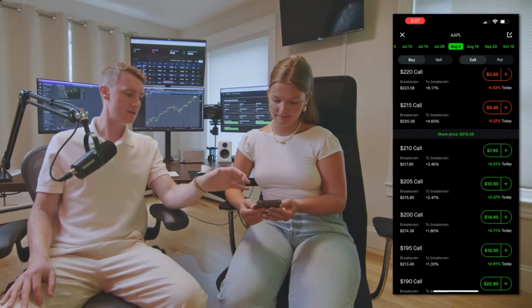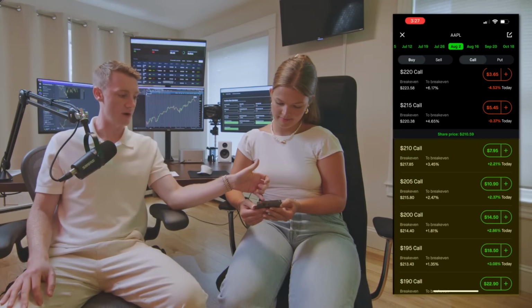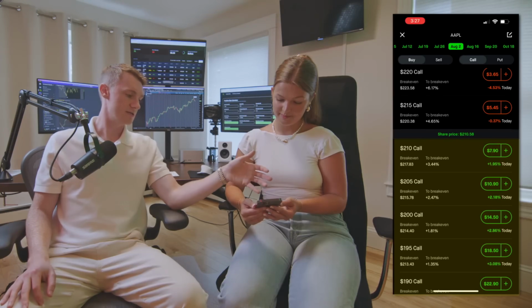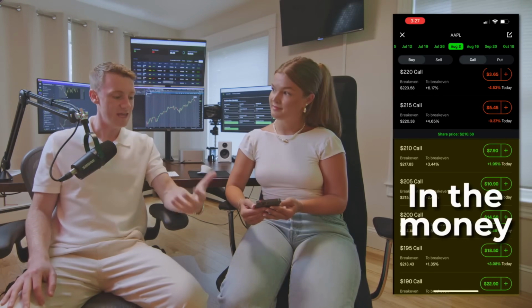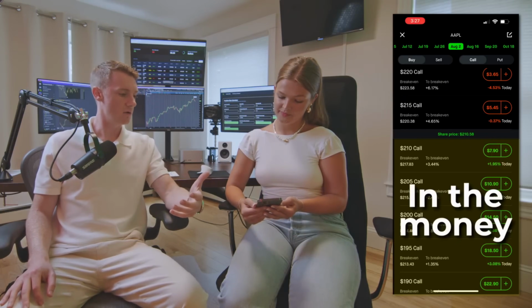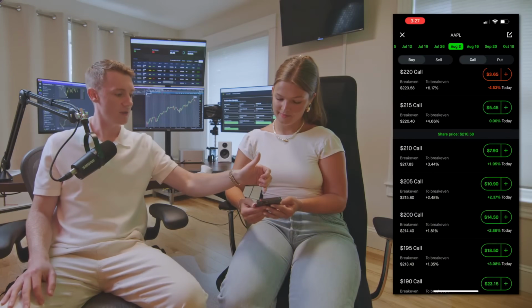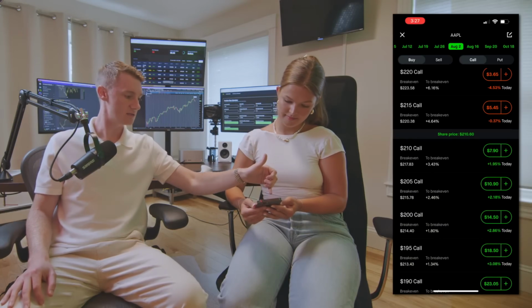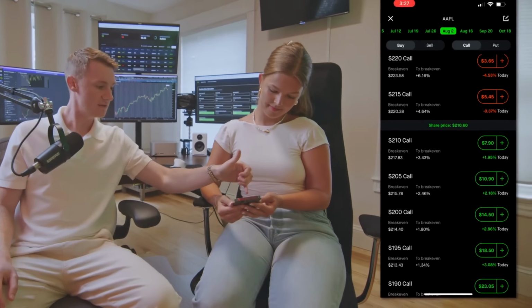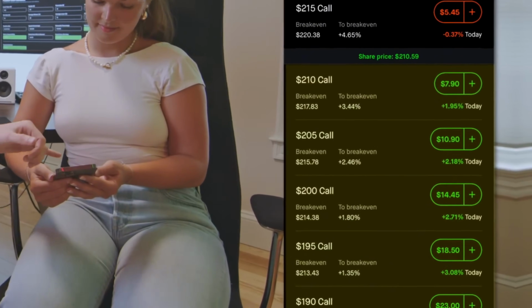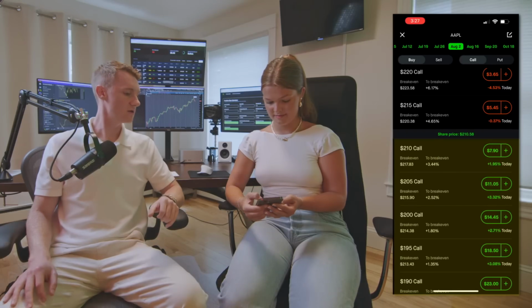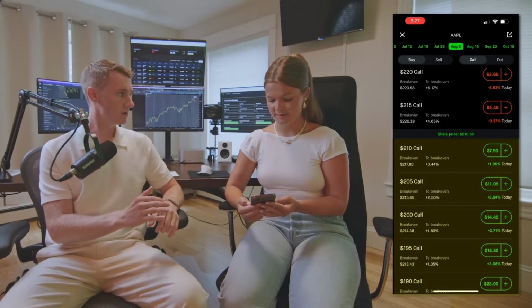So with calls, anything below the current share price, you can see all the green ones right here. Well, they're currently highlighted green because they're up on the day. Those are called in the money contracts. So again, if you're buying a call, any strike price, you can see the 210s, 205s, 200s. These are all below where Apple is currently trading at. Apple is currently trading at 210.59. These are the 200 calls. So those are in the money.